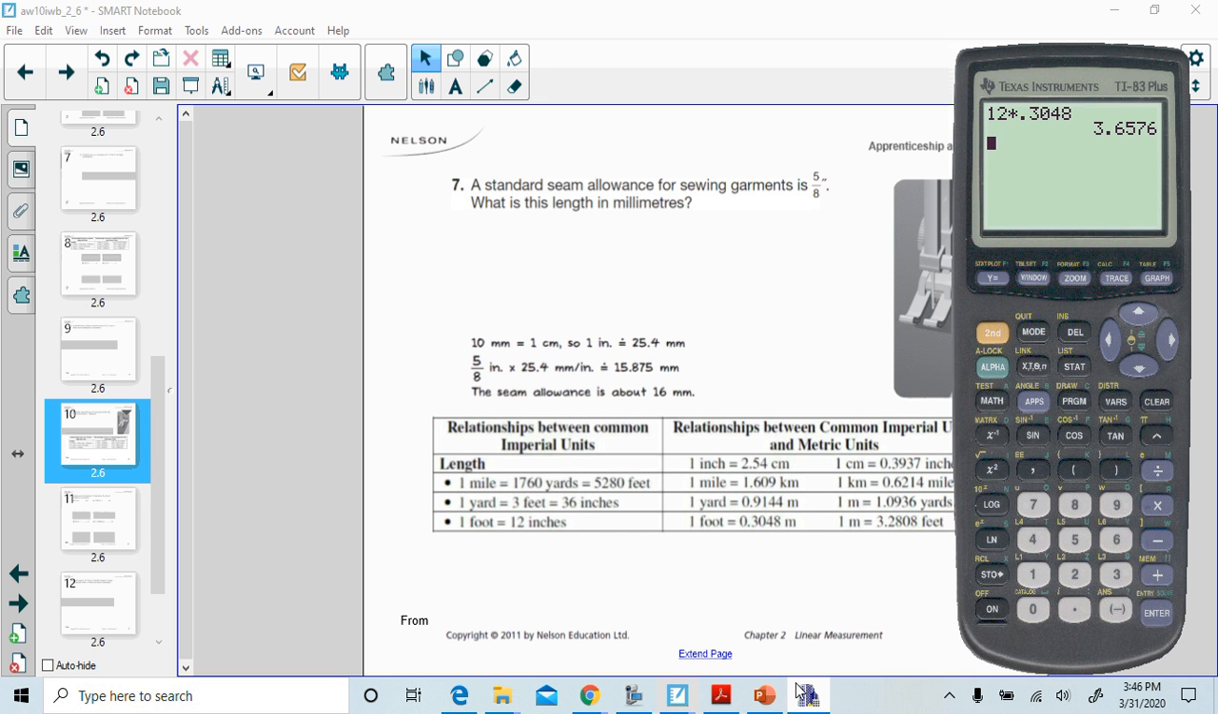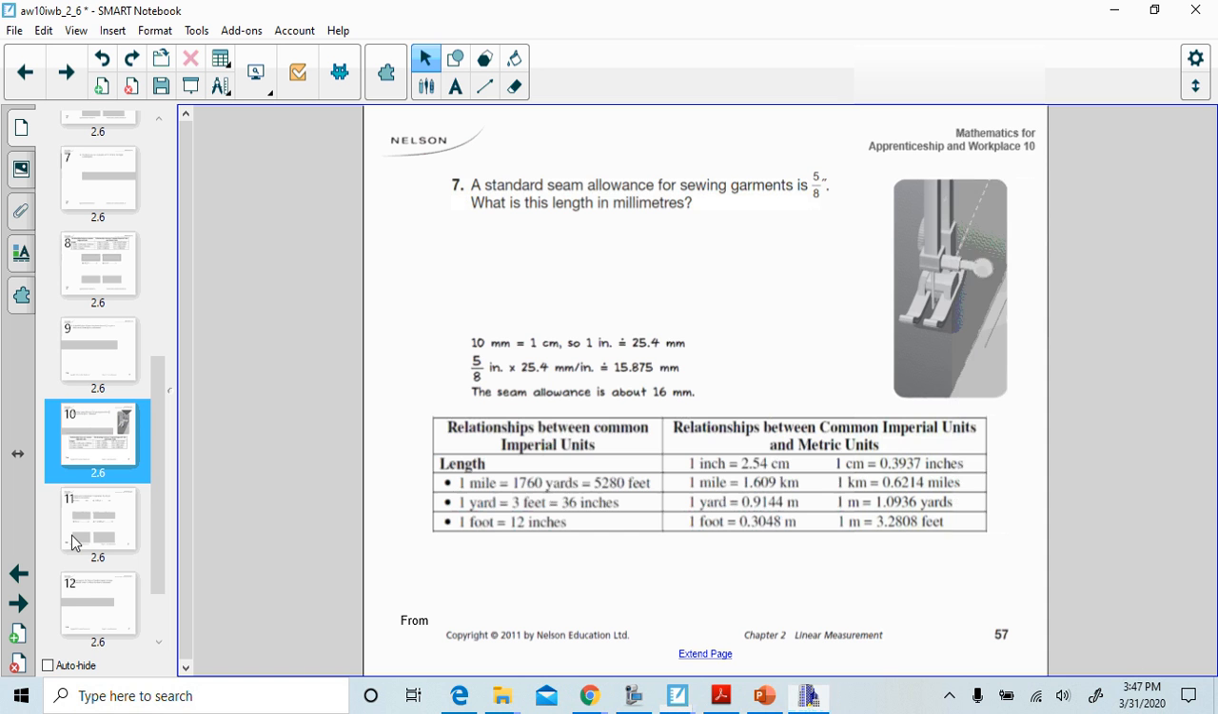Okay, I know some of you will do it a little differently, so we've got inches to centimeters, so let's just go 5/8. Keep in mind that number is inches, so we're going to times that by 2.54 to get that into centimeters, and then we're going to convert centimeters to millimeters by timing by 10, and we get 15.875, same as this number. And then round it to 16 millimeters.